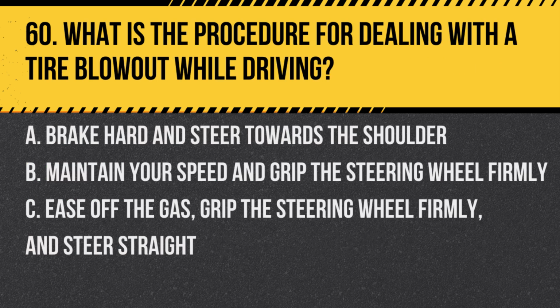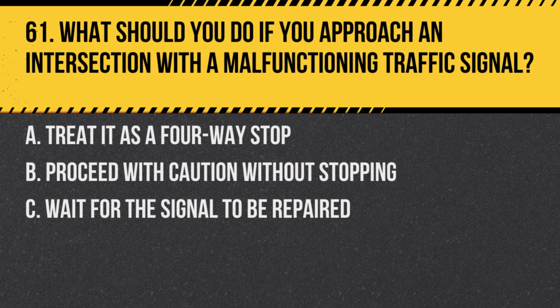Question 60. What is the procedure for dealing with a tire blowout while driving? A. Brake hard and steer towards the shoulder. B. Maintain your speed and grip the steering wheel firmly. C. Ease off the gas, grip the steering wheel firmly, and steer straight. Answer C. Ease off the gas, grip the steering wheel firmly, and steer straight. In a tire blowout, avoid braking hard. Instead, ease off the accelerator, grip the steering wheel, and steer straight until the vehicle slows down and you can safely pull over.